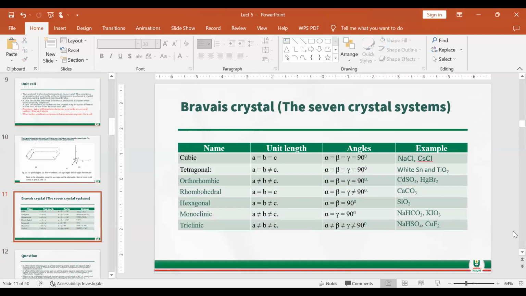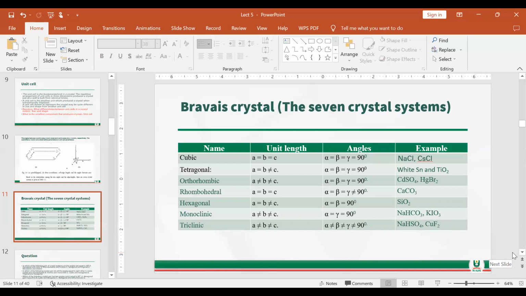The first one is the cubic crystal. If you look at a cube, all the sides of a cube are equal. That means a, b, c are equal. And all the angles in a cube are also equal, and that is equal to 90 degrees. If you look at your sugar cube, that is 90 degrees. An example is sodium chloride, and another example is cesium chloride. So a cubic crystal has all the sides equal, and all the angles are also equal.